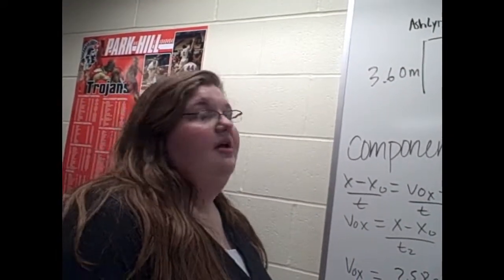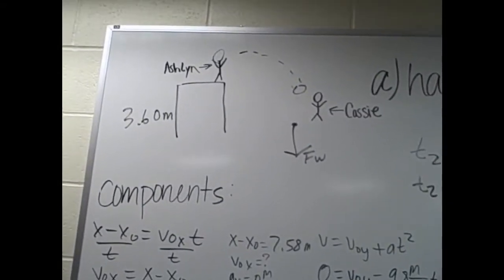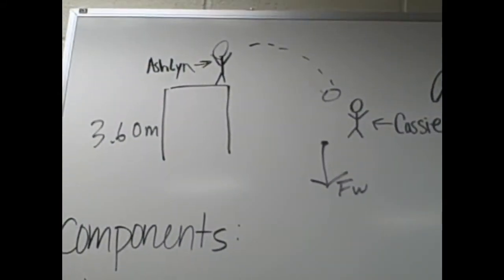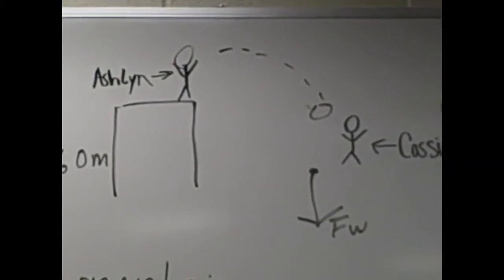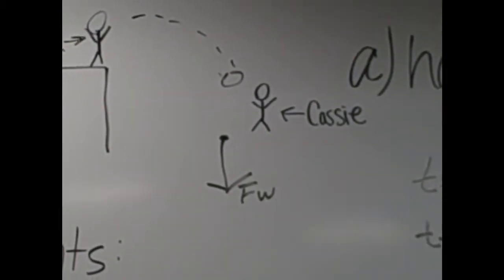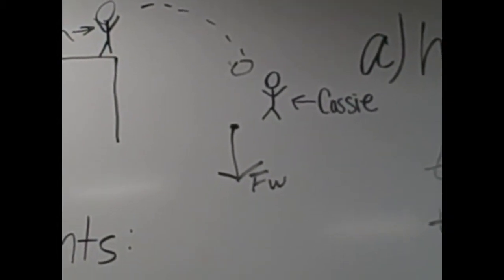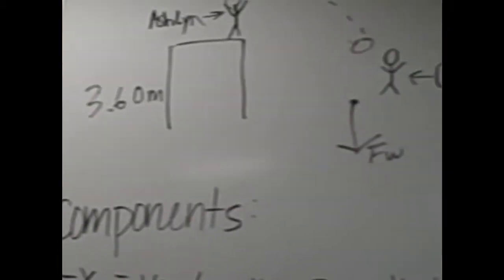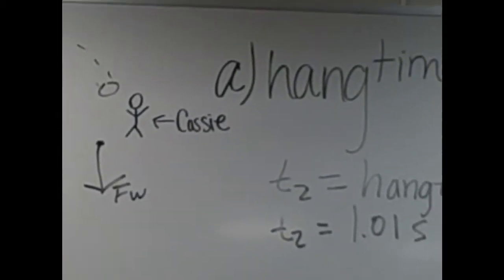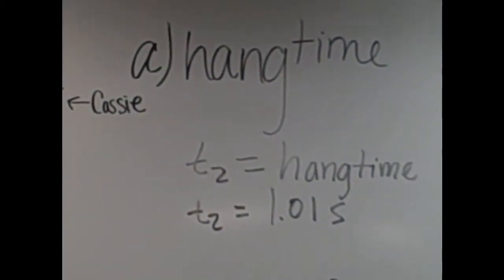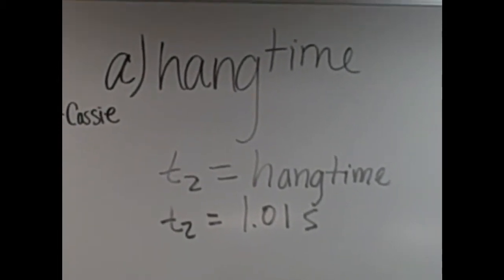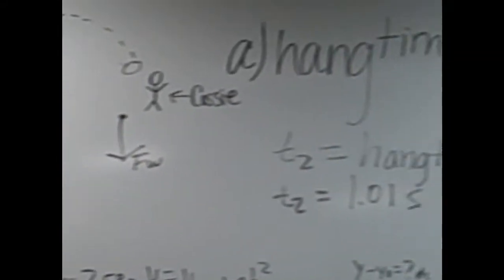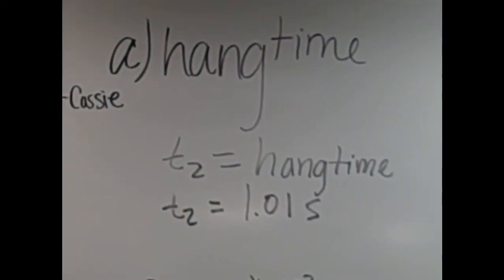This is a picture of throwing the ball from a 3.6 meter cliff. The free body diagram is down because the only force acting on the ball is gravity. The first thing we're going to calculate is hang time. T2 is going to stand for hang time, and it equals 1.01 seconds, which we got by using the stopwatch.